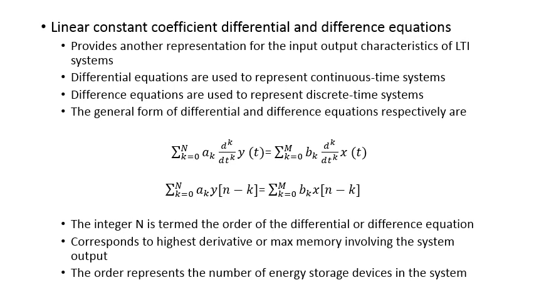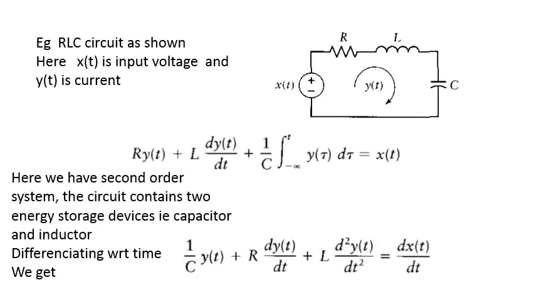Here the order represents the number of energy storage devices. For example, consider the RLC circuit as shown here. The input is x of t, whereas the output is y of t. Here we are taking the current as the output. So the input is voltage and the output is current.